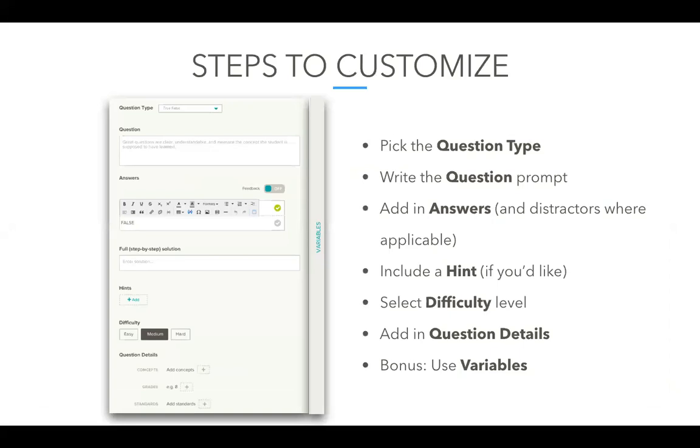So I'll show you the question editor in a minute, but in general, you're gonna follow these steps to customize your questions. You're gonna first choose what kind of question type you wanna serve up. You write the question prompt. You add in answers and any of the distractors that you might wanna add in. You can include a hint if you like. Our practice problems usually have hints because we view it as practice. If this is a more high stakes quiz, you might eliminate the hints. You can select a difficulty level for your question. You can add in any additional question details. And then for you folks who need to use variables, there's also the option to use those as well.